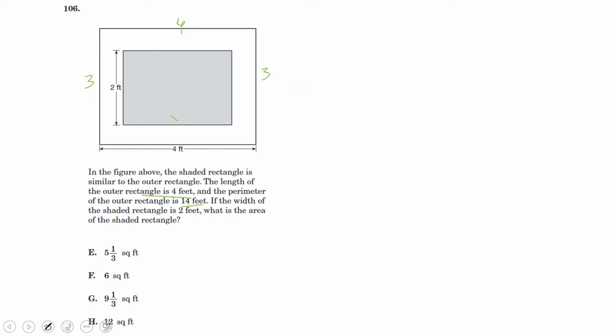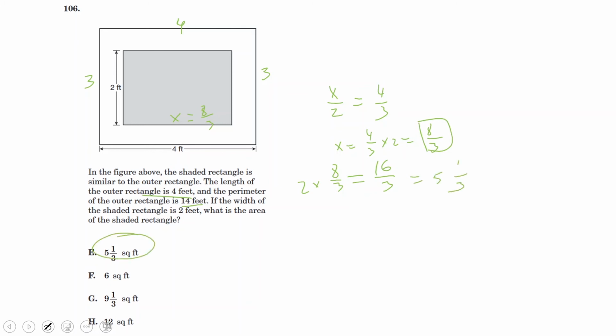Alright, so this one is x. So let's do this. Let's do x over 2 is the same thing as 4 over 3. So x equals 4 over 3 multiplied by 2, which is the same thing as 8 thirds. That's our x. So this guy is 8 thirds. So therefore the shaded region area is 2 multiplied by 8 thirds, which equals 16 over 3, which is the same thing as 5 and 1/3. It's E. Alright, moving on.